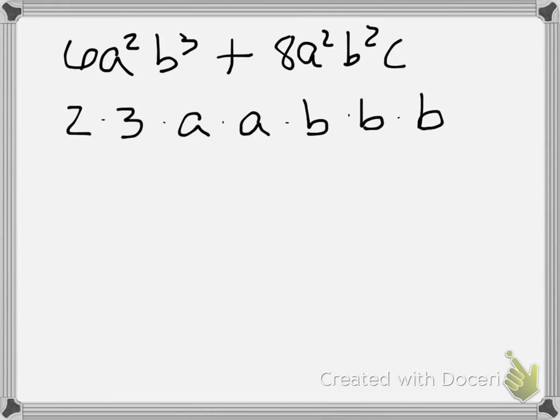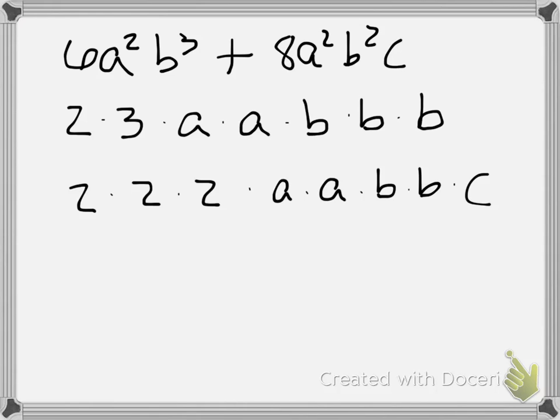Then we would take 8, and 8 breaks down to 2 times 2 times 2 times A times B times B times C. Now that we do that, we look to see what they have in common. This is going to be a little different than least common multiple where you take and add. We're just looking for what they have in common, so this is where it becomes pretty easy. We notice that they have a 2 in common, and that's it. So our first part would be 2.